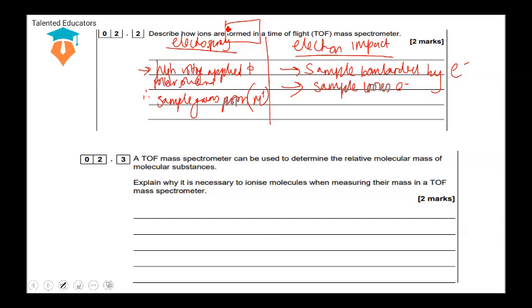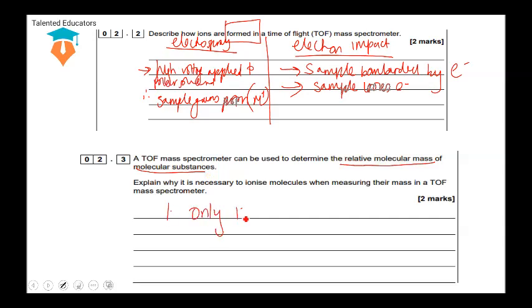The last question. A time of flight mass spectrometer can be used to determine the relative molecular mass of molecular substances. Explain why it is necessary to ionize molecules when measuring their mass in a time of flight mass spectrometer. And this is also 2 marks. So, simple. Only ions, not molecules, can be accelerated by an electric field. So only ions can, so that's your first point.